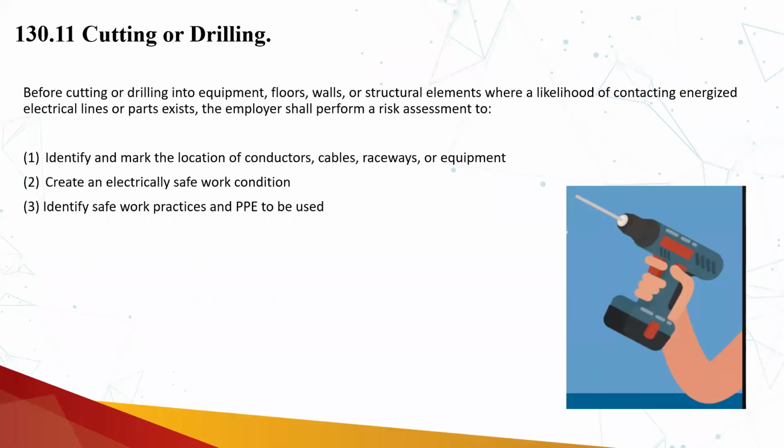So we know that different types of cables are running through our walls and fixtures which we cannot see. So our risk assessment needs to be performed when we are going to start this type of work. First you have to identify and mark the location of the conductors, cables, raceways, and equipment, or create an electrically safe work condition, and identify safe work practices and PPE to be used before doing cutting and drilling.